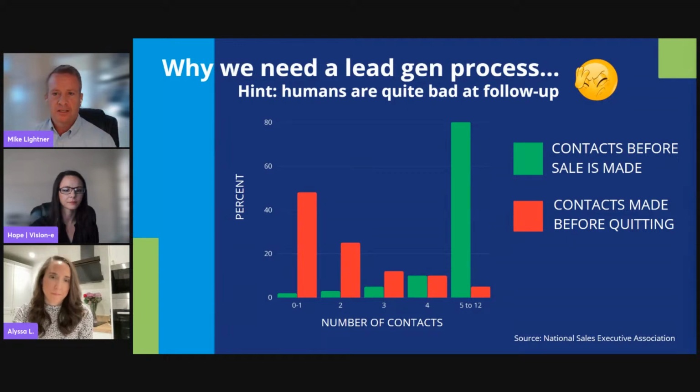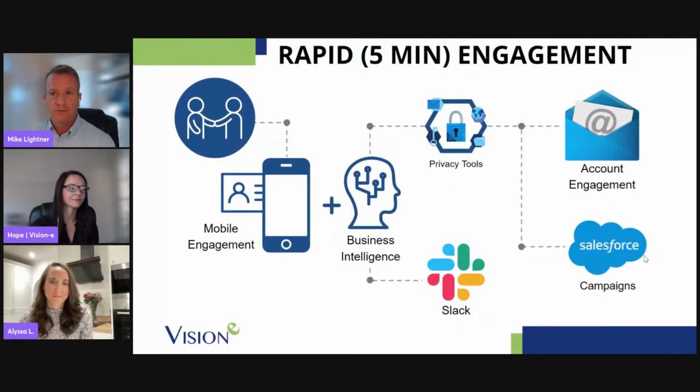And with that, Alyssa, unless you have anything else on this slide. Nope. Okay. All right. With that, let's jump into what the actual lead generation process looks like for 2023 and beyond.